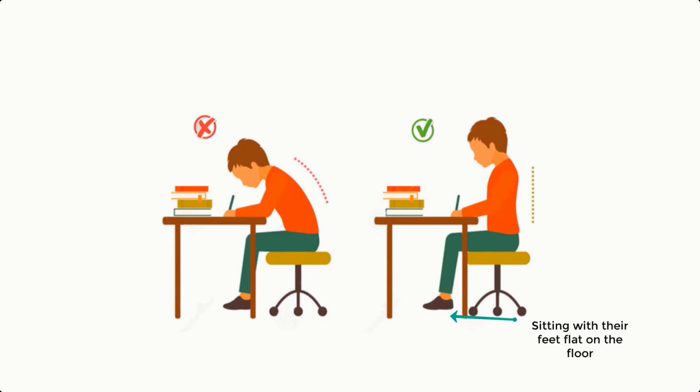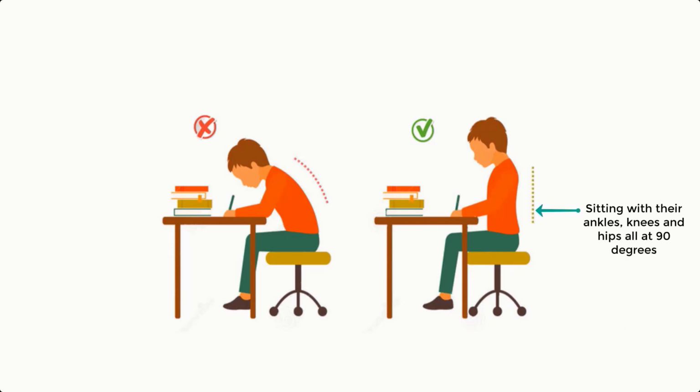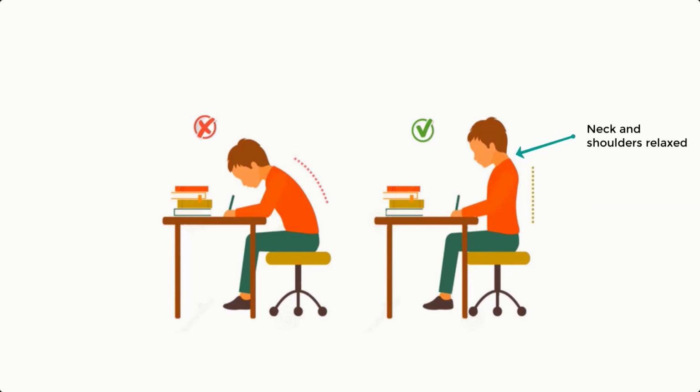Sitting with their feet flat on the floor, with their ankles, knees and hips all at 90 degrees. Forearms resting on desk with elbows level with the desktop at 90 degrees. Neck and shoulders relaxed.